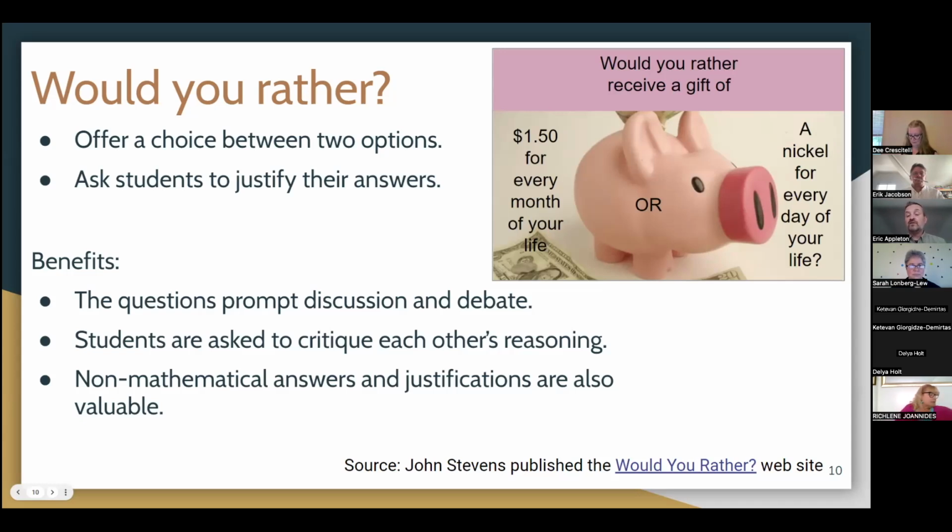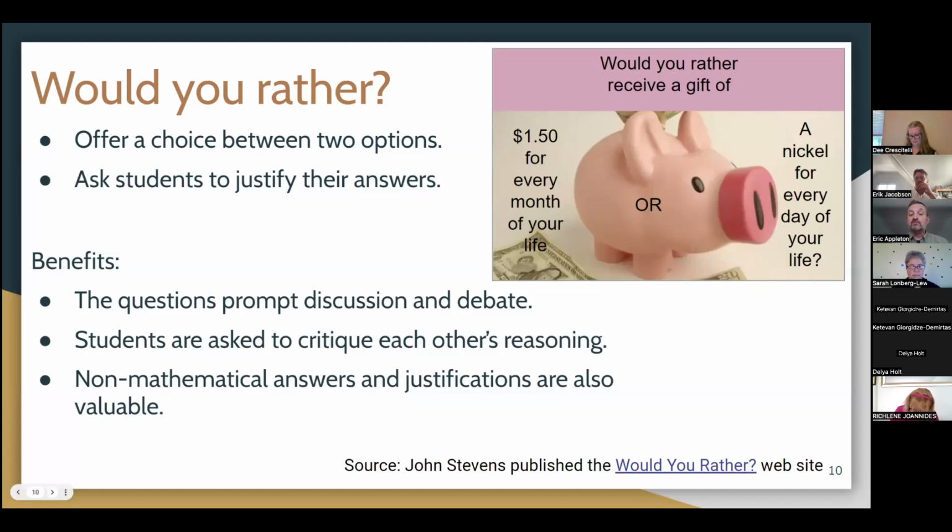But it's not necessarily only mathematical information that might be involved. There might be other kinds of considerations that people would come up with to justify their choice. I mean, given the pizza option, you can say, well, I'm not very hungry, so I want less pizza, right? So it's not necessarily that one answer is right. It depends on the argument, really. And so the goal is to have students critique each other's reasoning.